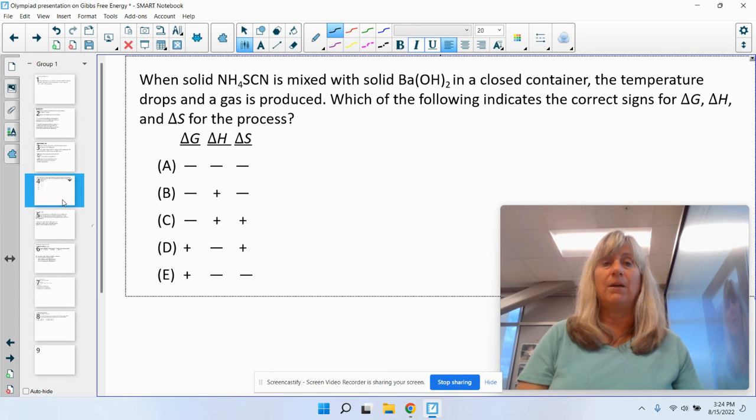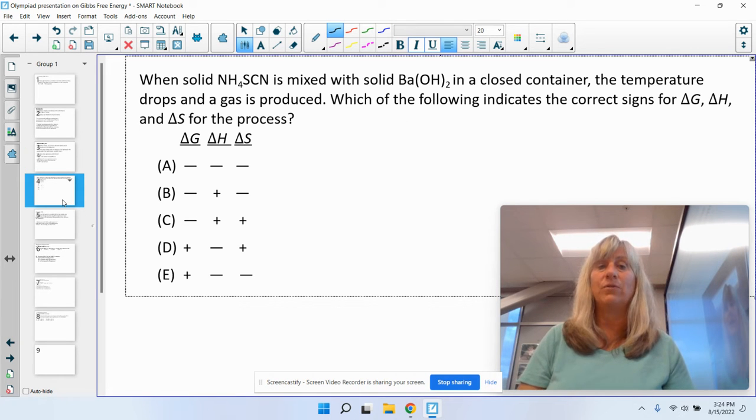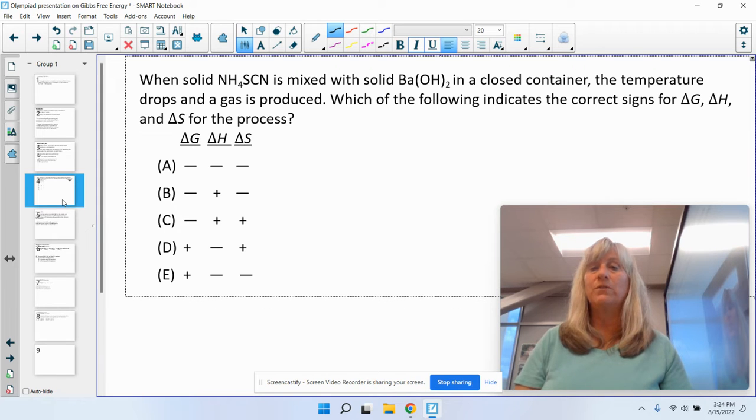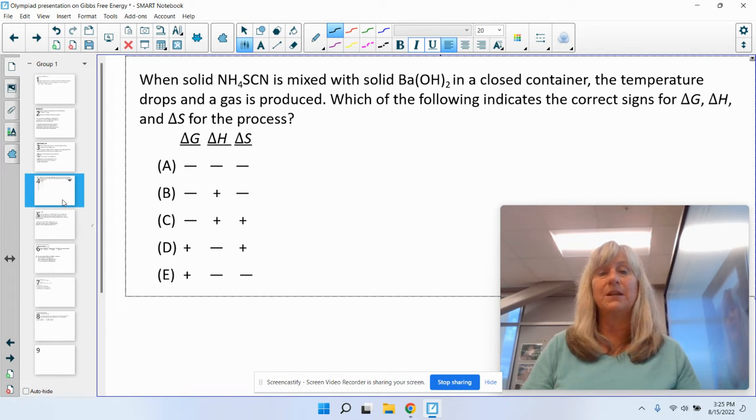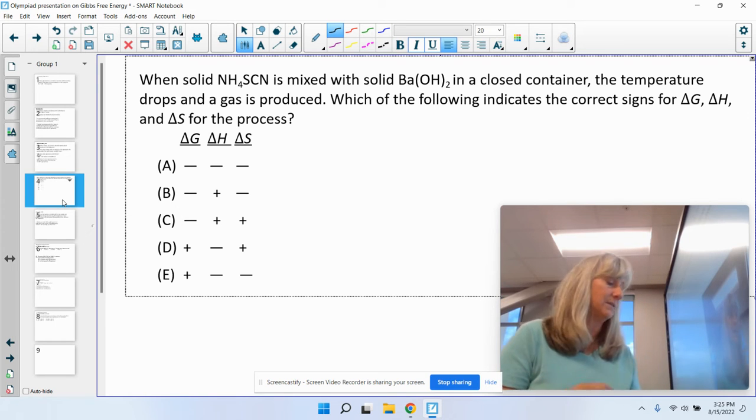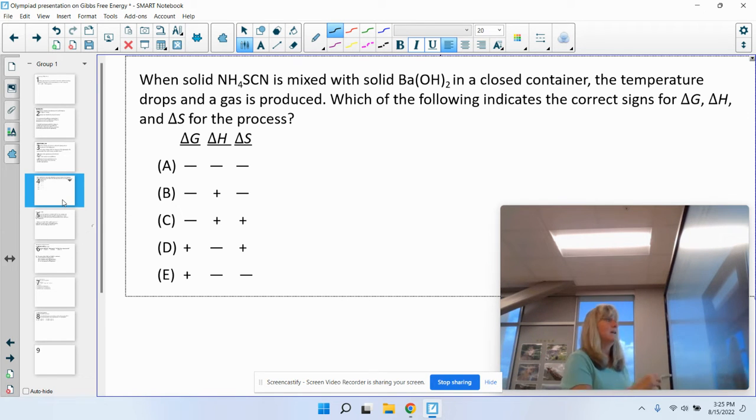So for a reaction like this, when solid NH4SCN is mixed with solid Ba(OH)2 in a closed container, the temperature drops and a gas is produced. Which of the following indicates the correct signs for delta G, delta H, and delta S? Okay, well, as we read that little statement, it says the two things are mixed together and a reaction happens. Okay, so that's definitely spontaneous. So we know then that delta G has to be negative if it's spontaneous. So it has to be one of these three. We can ignore those.